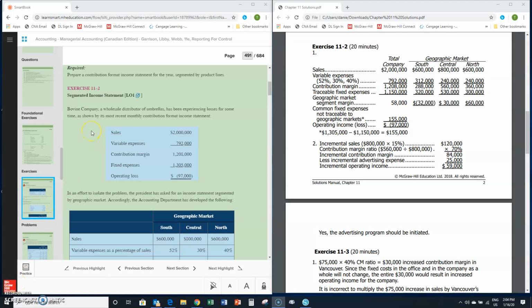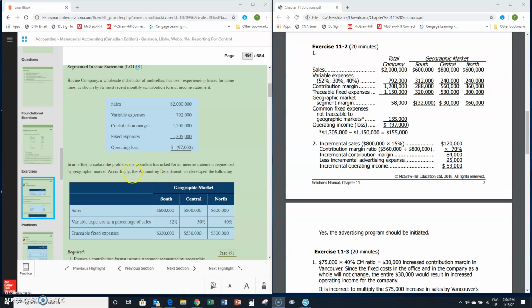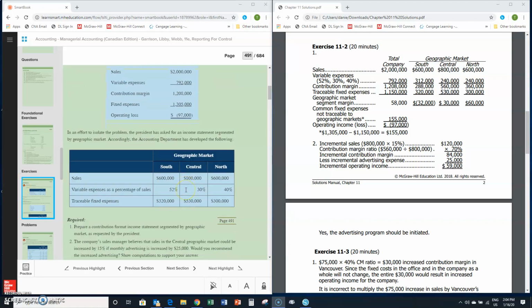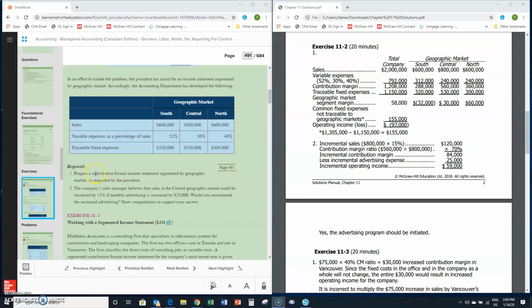Okay, let's take a look at exercise 11-2. So we have a company that distributes umbrellas. They've been experiencing losses, and here's their monthly contribution format income statement. In an effort to isolate the problem, they want the income statement segmented by geographic market. So here's the information that we're given, and we're asked to prepare a contribution format income statement segmented by geographic market.